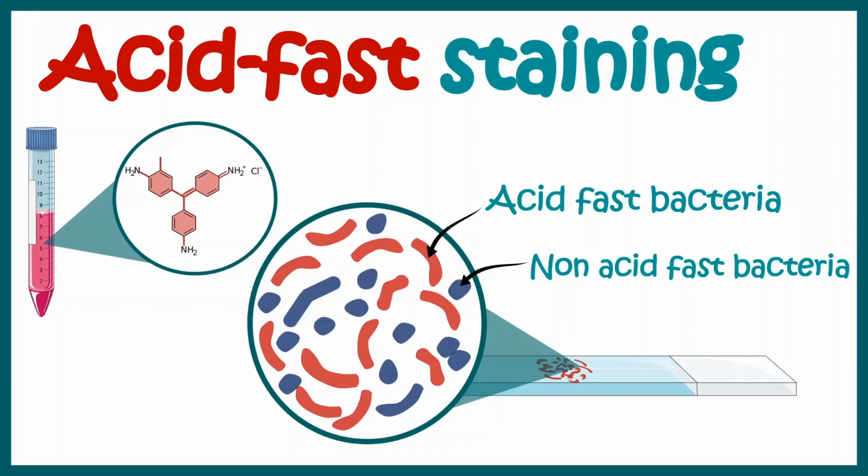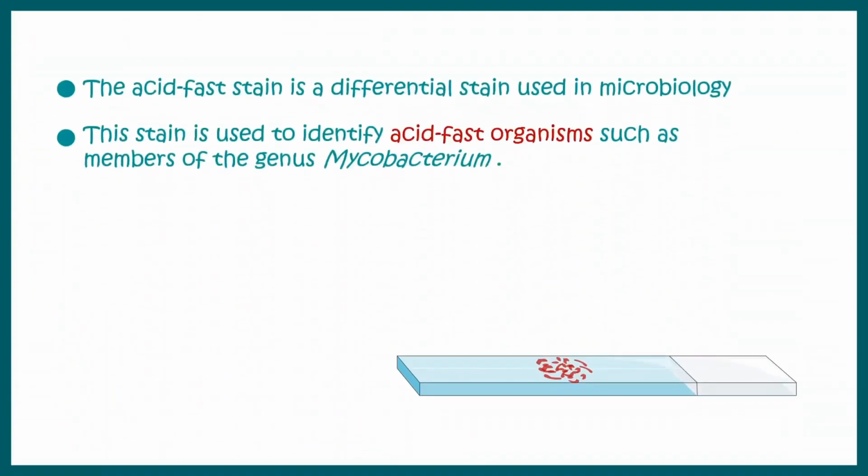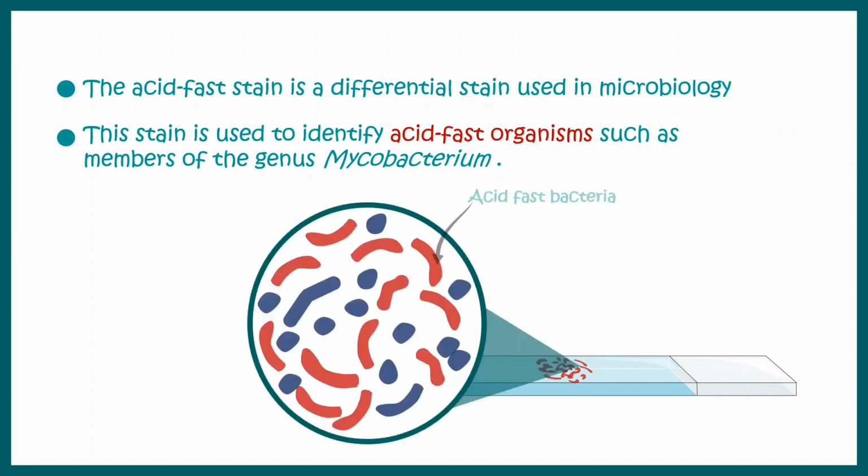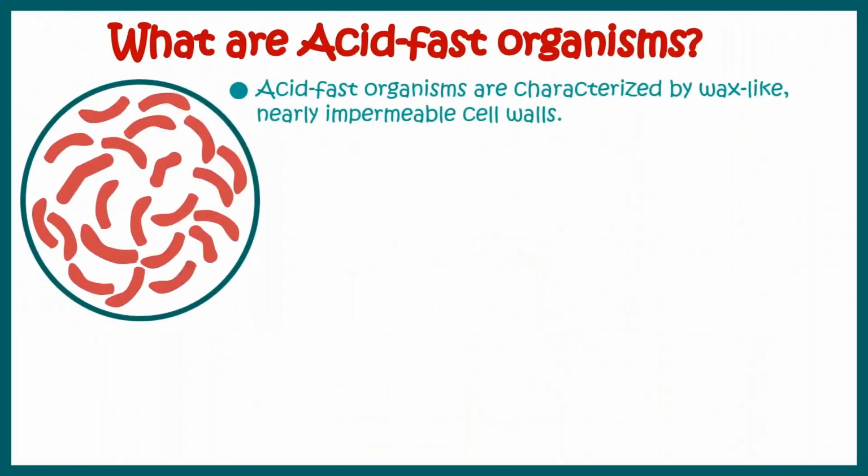Hello, in this video we'll talk about the principles behind acid-fast staining. Acid-fast staining is a differential staining method used in microbiology. The stain is used to identify acid-fast organisms such as those in the genus Mycobacterium. In this staining, the acid-fast bacteria would appear reddish, whereas the non-acid-fast bacteria would appear blue. In this video, it will be totally clear what the basis of this differential coloring is.